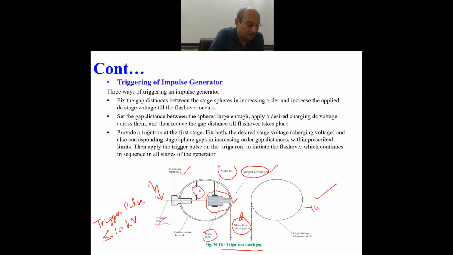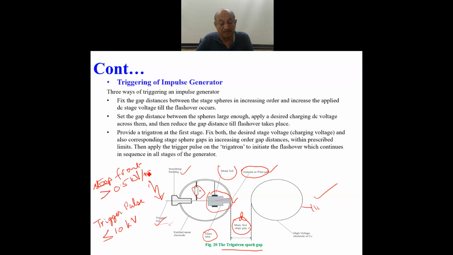A very fast pulse voltage, a trigger pulse of very steep front, of more than 0.5 kV per nanosecond rise time. That trigger pulse is superimposed on the DC voltage applied to the rod.